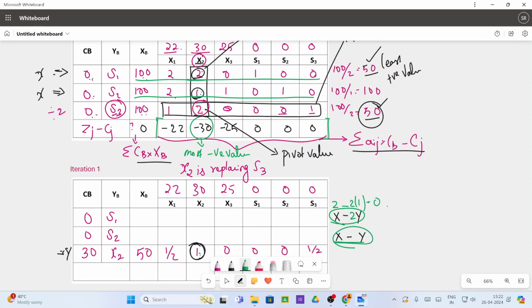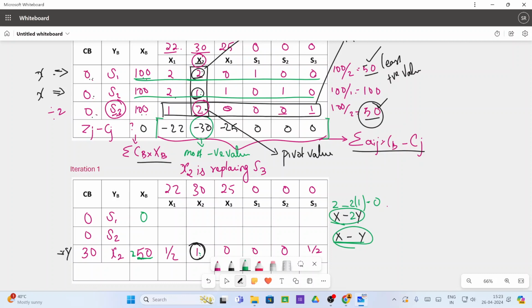Okay, so now we can apply that. Here, what is your x? The x is 100, and this is your y. So what is the first equation? x minus 2y, so you have to multiply y with 2. So 100 minus 2y, which is that 100 minus 2 into 50, which is 100. So it is going to be 0.